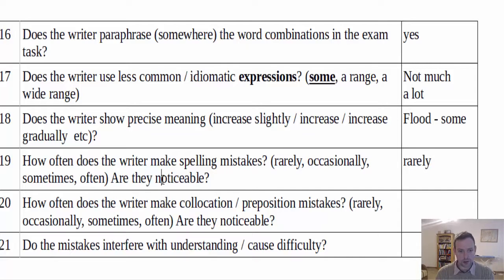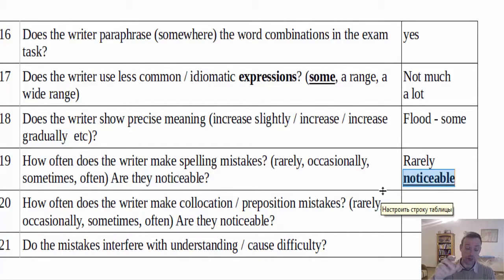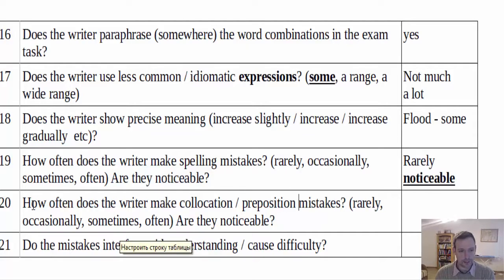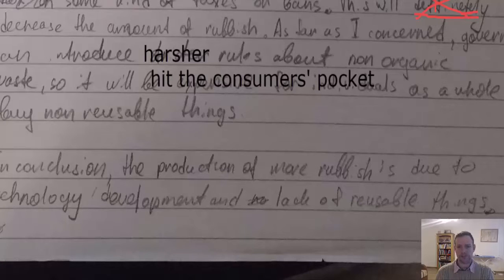But unfortunately, are they noticeable? Bang. That's the problem. If you make a little spelling mistake in a difficult word, that's okay. But you make 2 mistakes in one word, definitely. That's not good. Okay, unfortunately, that's going to have a big effect. How often do they make collocation errors? So that's rarely. So that's pretty good, actually.